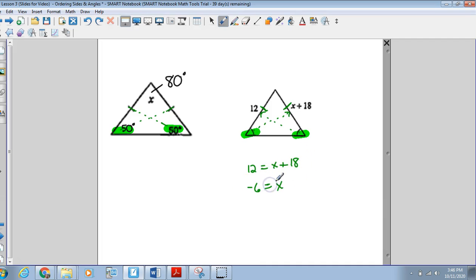Is it okay to get a negative number? Well, our sides could not be a negative number, but this says x equals negative 6, which just means if we plugged it in here, negative 6 plus 18, that would equal 12, which is the same thing we had over here. So that's fine.